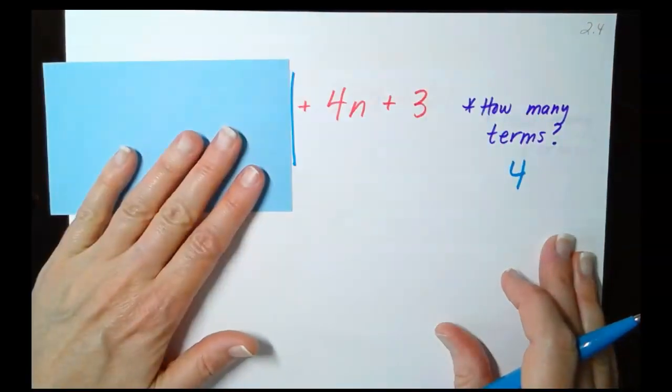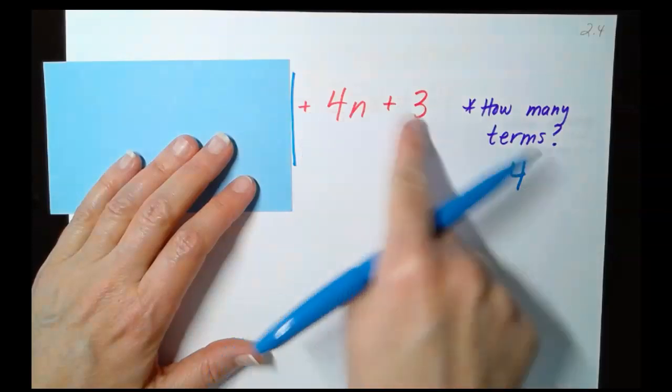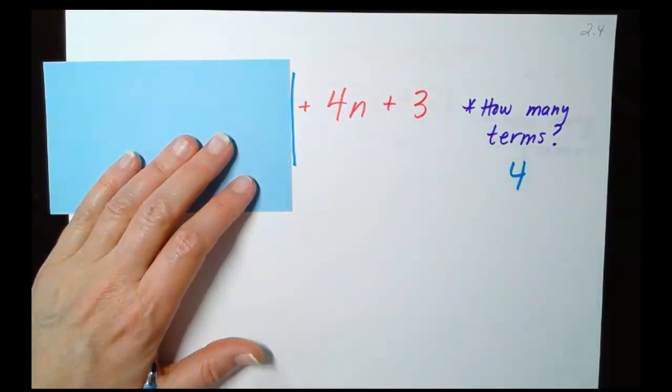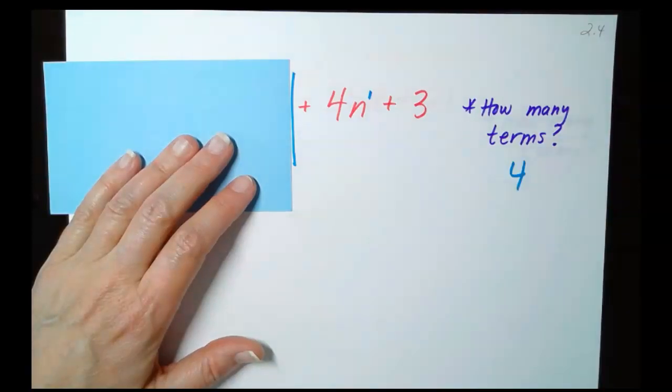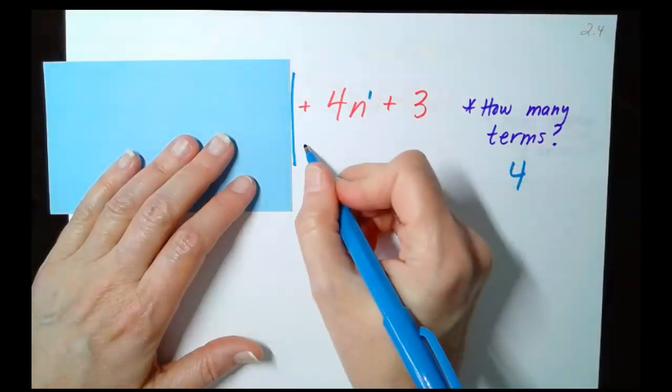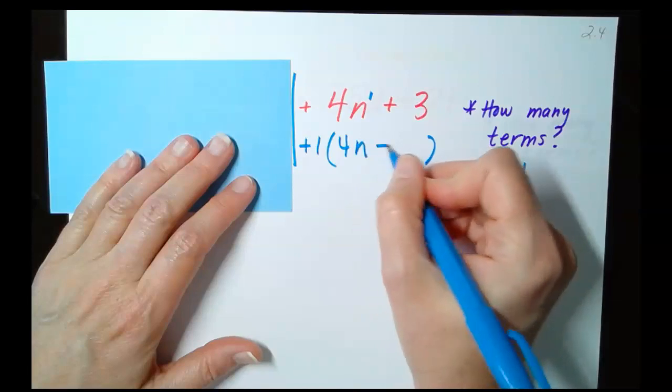Slide the card over, do it again. Over here, 4 and 3 have nothing in common. This is n to the first, but this is no n. So if they don't appear to have any common factors, then the only common factor they could have is 1.